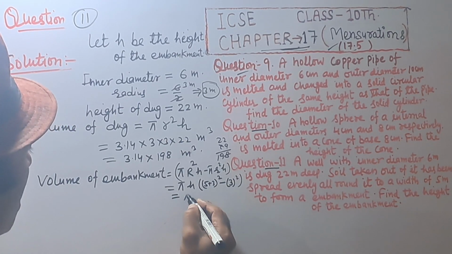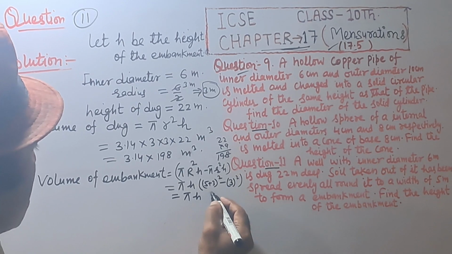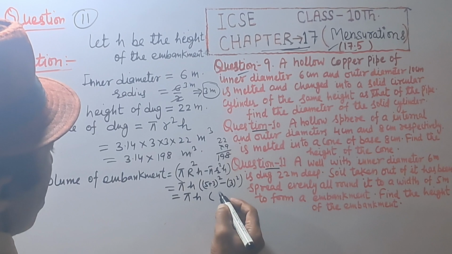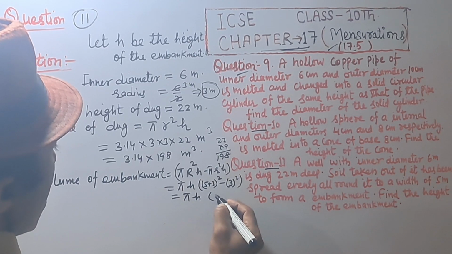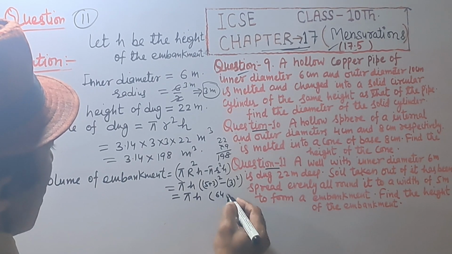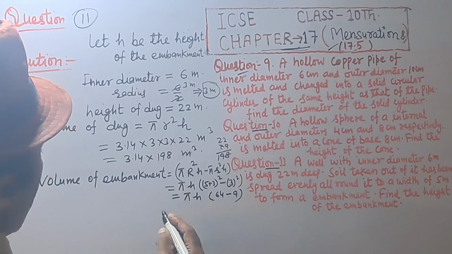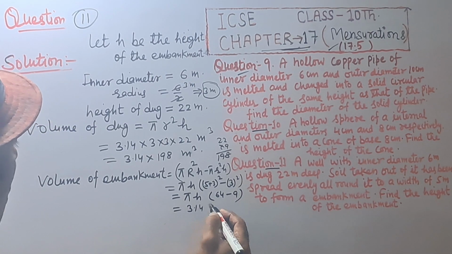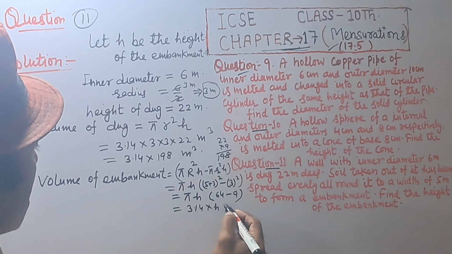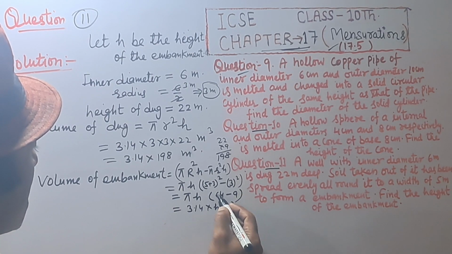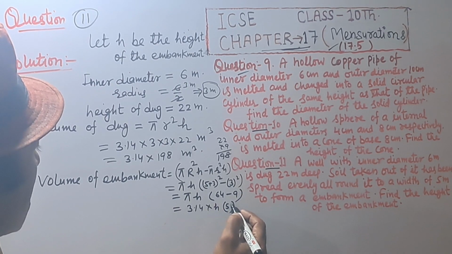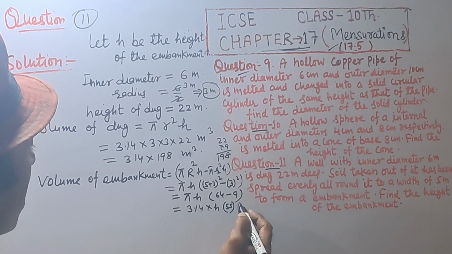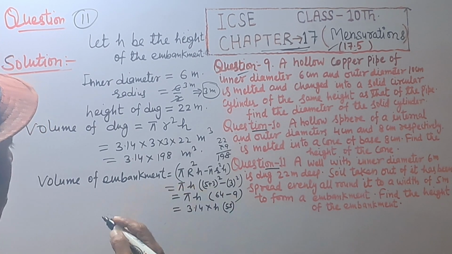That is equal to pi h into 8 eights are 64 minus 3 threes are 9. Pi is 3.14 into h into 55. 64 minus 9 is 55.